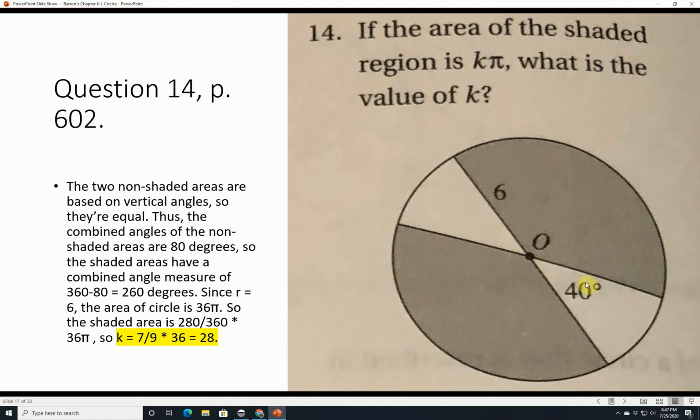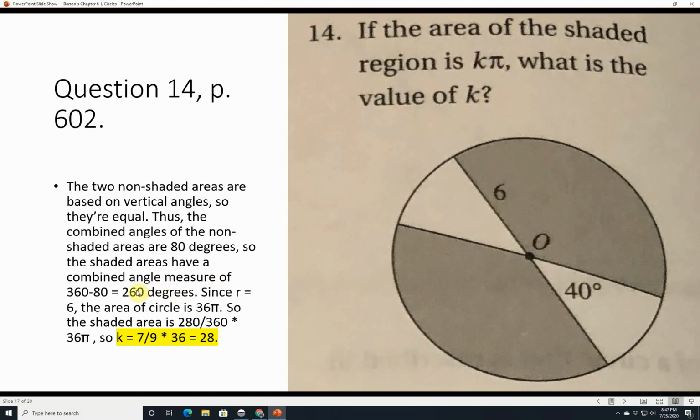They're still vertical angles. Vertical angles are congruent, so if this is 40 degrees, this is also 40 degrees. So the combined angles of the non-shaded areas, the white or beige or whatever color this is, are 80 degrees. And the shaded areas have a combined angle measure of 360 minus 80. Remember, the whole circle is 360. We subtract 80, we get 260. No, actually we get 280.